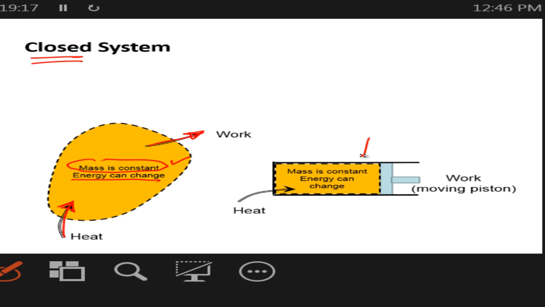Here is an example. In that piston cylinder apparatus, the mass that's trapped in there is constant, even though it may expand, compress, heat up, be cooled down with heat transfers, etc. There's a work transfer associated with pushing back that piston. The gas is the system. It pushes back the piston. It does work on the piston. All right?